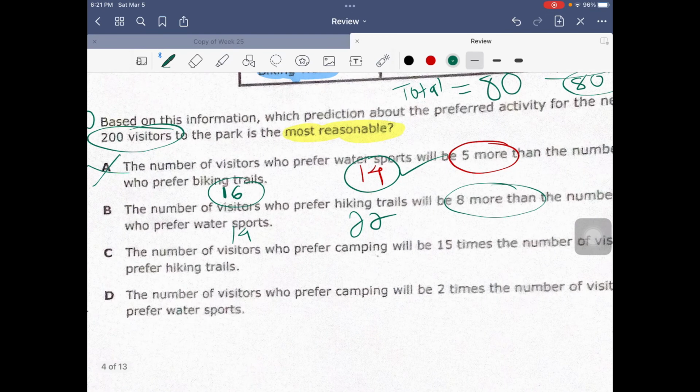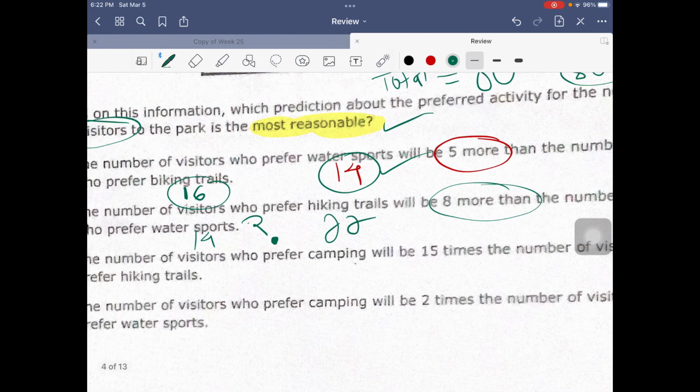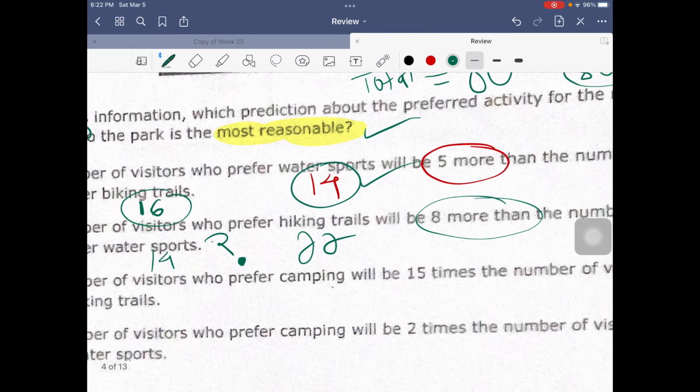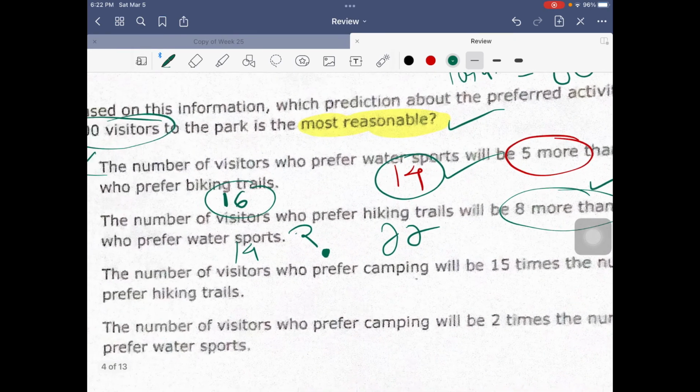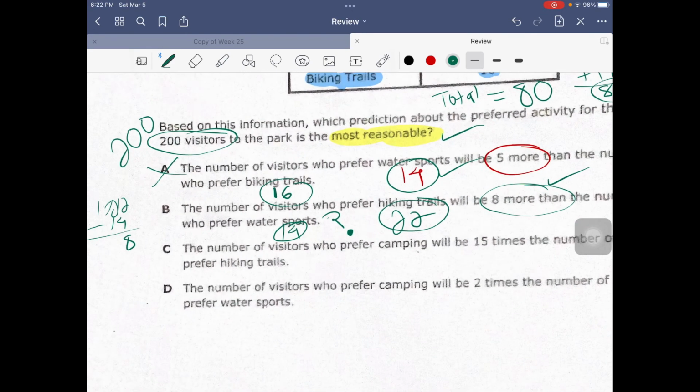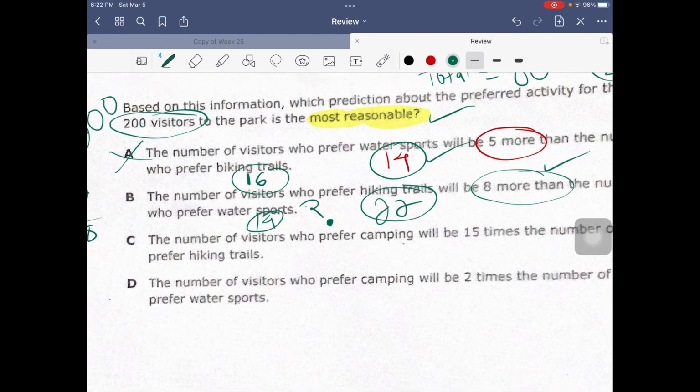But here's the thing. We're going to put a little question mark to see if there's anything else a little bit more reasonable. The number of visitors who prefer hiking trails would be 8 more than the number of people who prefer water sports. There's 8 more than here. This is true for this amount. But when it increases, we'll talk about that just in a little bit.